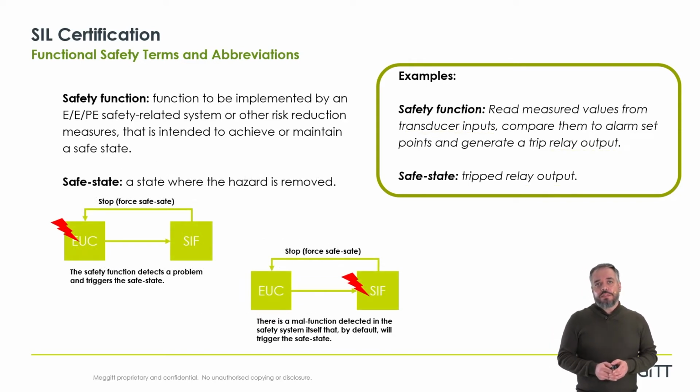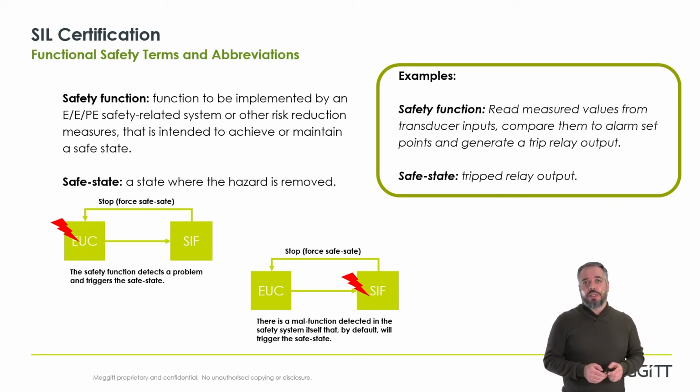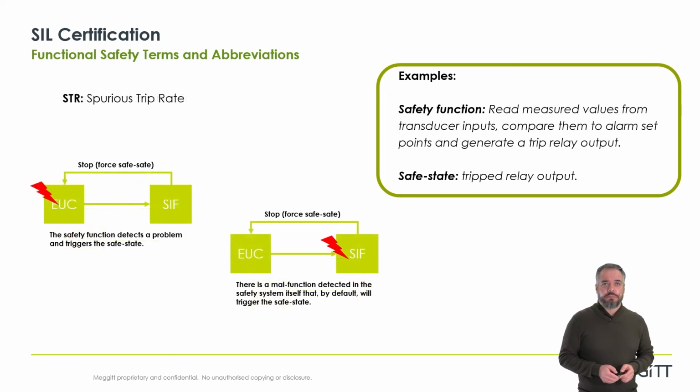Now, note that the safe state can be achieved in two ways, either by normal operation of the safety function, or because there is a dangerous failure in the safety system itself that is detected by internal diagnostics. If that happens, the system will force the safe state, because the safety function cannot be assumed anymore. So, as you can see, this raises a concern about availability that we need to be aware of. This is a characteristic that is given by the spurious trip rate value. This value is equal to the sum of safe and dangerous detected failure rates that we will see later.